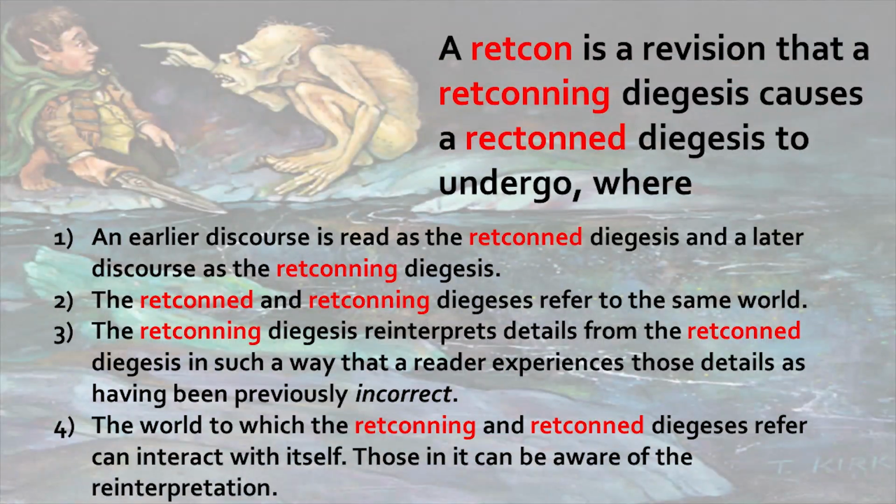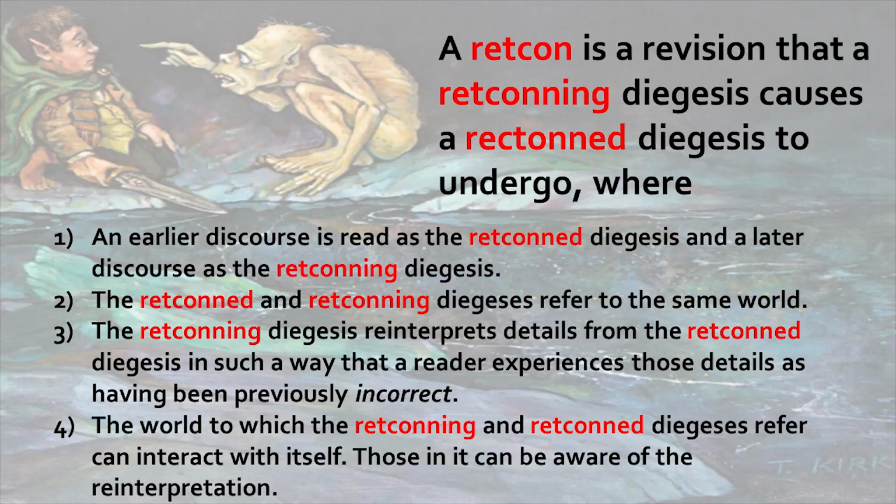Right, and given the same attempt at coming up with criteria, let's call a retcon any revision where a retconning diegesis causes a retconned one to undergo things in the following way. First, we'll again call the earlier one, the one published earlier, the retconned diegesis, the second one, the retconning. This time, however, they're referring to the same world. When we learn in Lord of the Rings that Bilbo lied about what happened when he met Gollum, that's the same Bilbo from 1937, whom Gandalf then later says lied. It's not a different one. Suddenly we're in the same diegesis, the same worldscape.